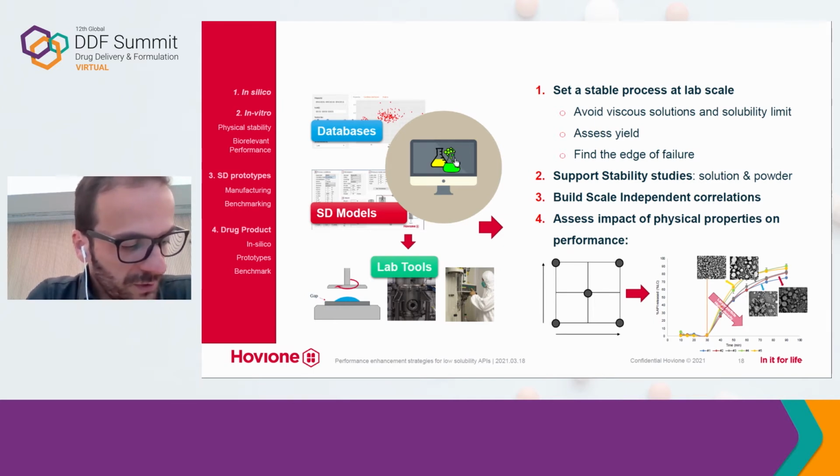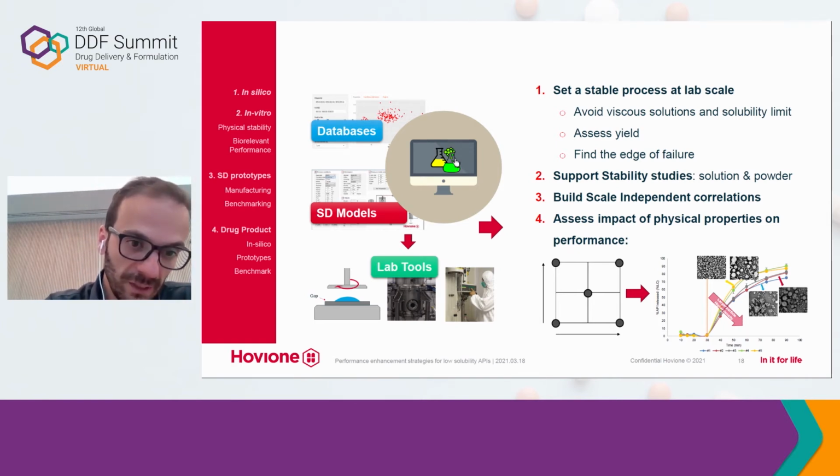Now, all of this enables the definition of a robust process for any scale at the lab, with some additional tests that would include, for instance, stability hold time studies, scale-independent correlations using scale-down SD models, which also enable an understanding of the impact of the different attributes of the spray dried material on, for instance, the processability, dissolution, tabletability, and so on.